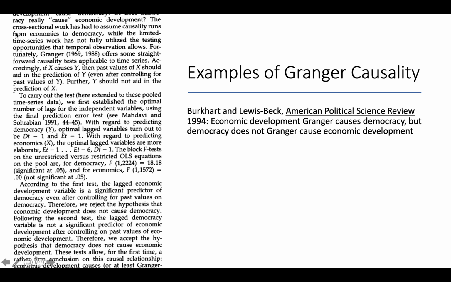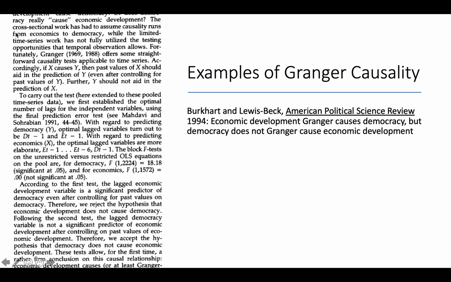Second example is an article I wrote with Mike Lewis-Beck some time ago, where we attempted to see whether or not there was a causal relationship between the level of economic development in a country and its democratic performance. So we took measures of economic development, in this case energy consumption per capita, and measures of democracy, a measure put forth by the democracy tracking non-governmental organization Freedom House. And we performed Granger causality tests.